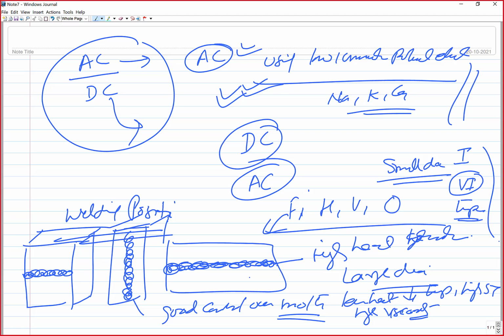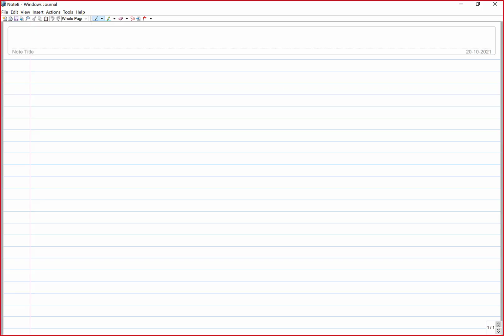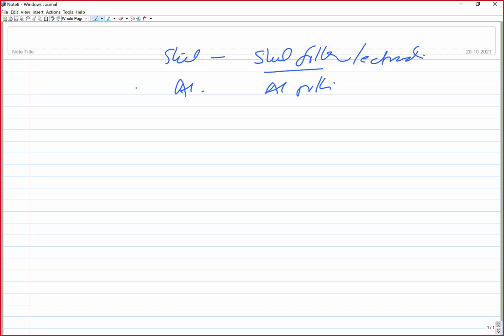This is how the welding position affects the electrode selection. So these are some of the important factors affecting the selection of the electrode. As I said, if you are welding steel, you have to choose a steel filler, or steel electrode, of matching composition. Similarly, for aluminum, aluminum fillers are to be used.